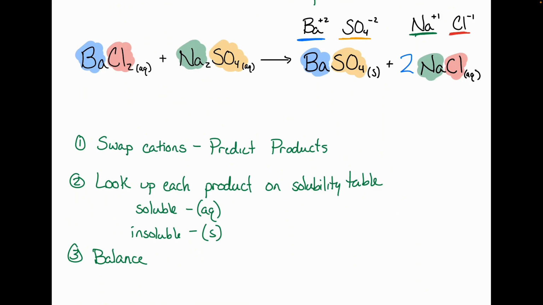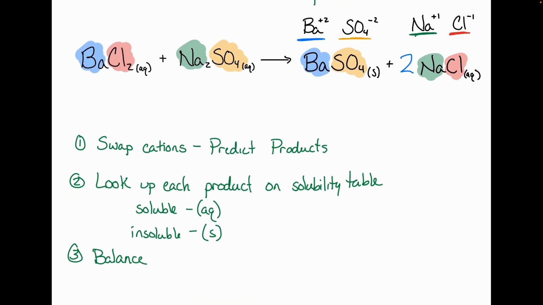Once we have our formulas for our products, we're going to look them up on our solubility table so we can figure out which one of our products is soluble and which one is insoluble. The insoluble one is our solid precipitate that has formed. And then last step, so that we can actually use this chemical equation in some sort of a quantitative way, we have to balance it.